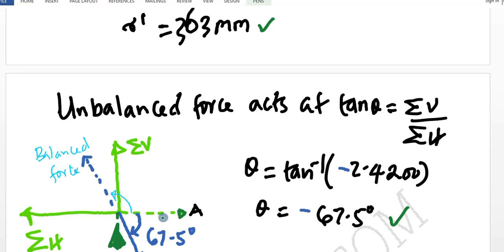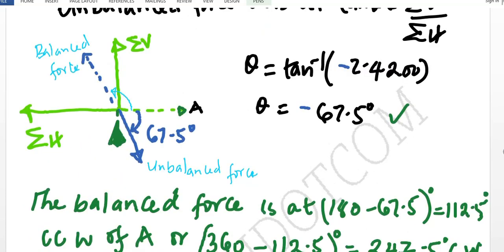Of course, A is horizontal, so I go to A, then I move in a clockwise direction, because angles measured in a clockwise direction are negative, whereas those measured in anti-clockwise direction are positive. So that 67.5, I put it in the negative, in a clockwise direction from A, then I will get the position where the unbalanced force acts. So this is the unbalanced force.